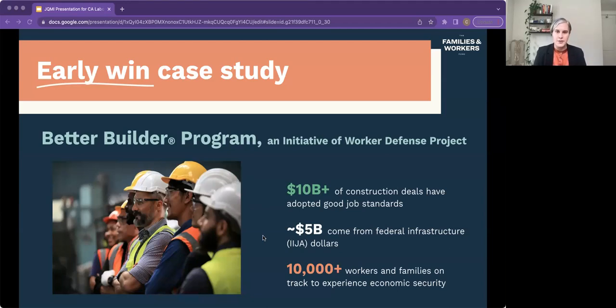Its good job standards developed by workers were adopted on Project Connect, which is a $10.3 billion infrastructure law funded project to overhaul and green Austin's public transit system. So this is going to impact thousands of workers and their families.